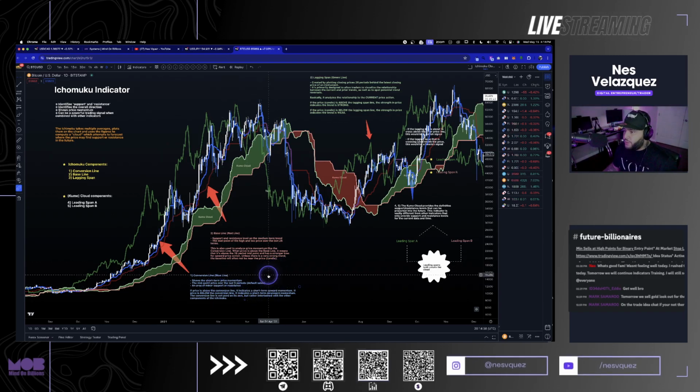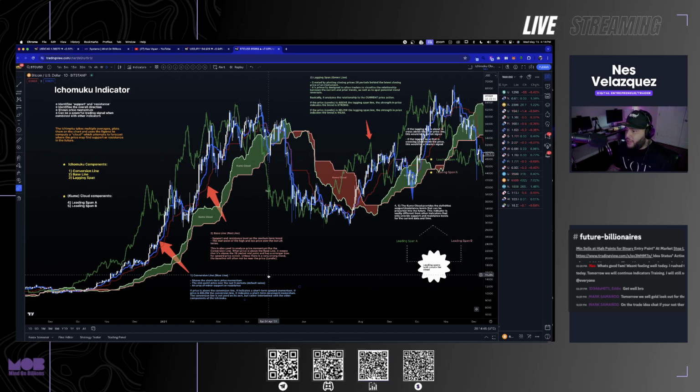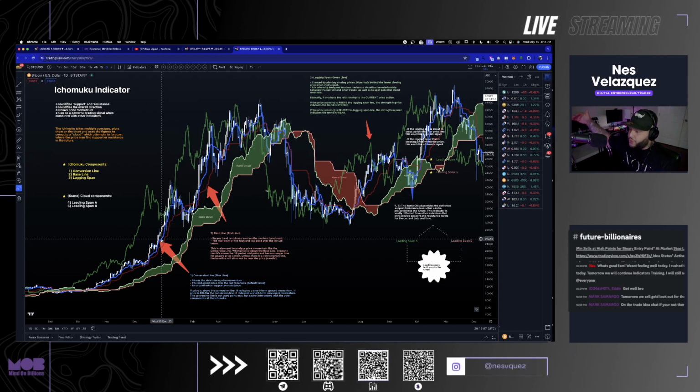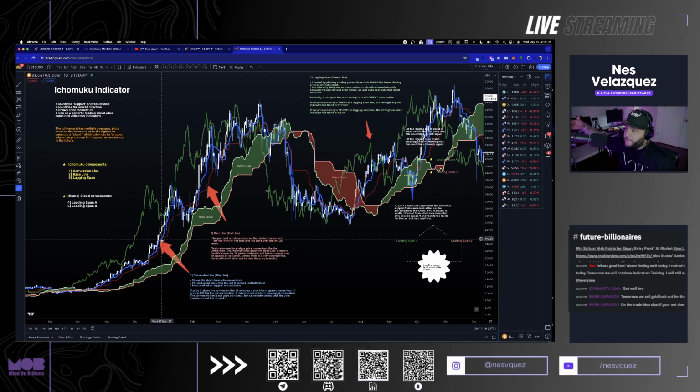So it shows the short-term price momentum, the midpoint price over the last 9 periods. So it's a 9MA, and it's an area of minor support or resistance. If price is above the conversion line, it indicates a short-term upward momentum. So if it's above the blue line, that means the market is moving up, okay? Even though it's a short-term moving average, remember, the higher the time frame, the stronger the confirmations, okay? So it's an area of minor support resistance.